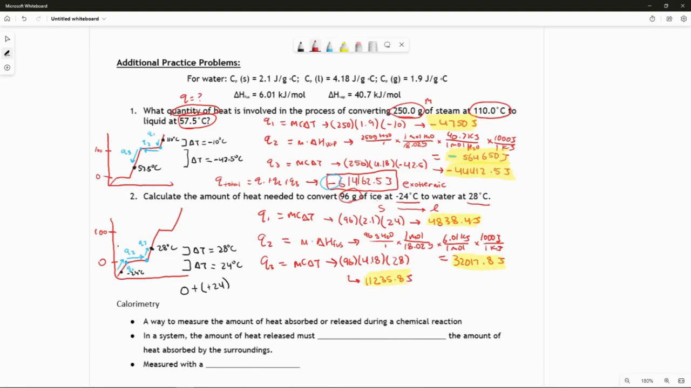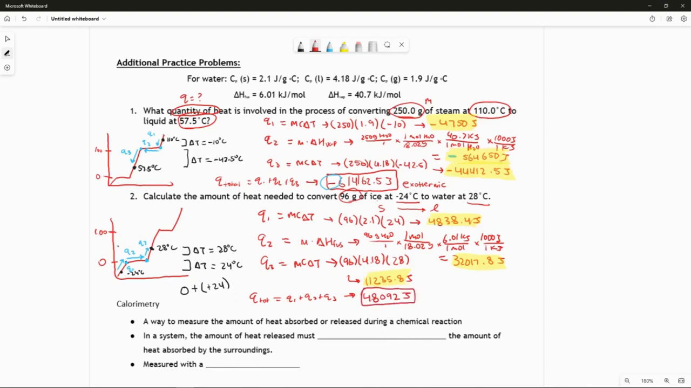And all we got to do to find the total Q value, the heat value required, is add up all of the Q values we found. Q1 plus Q2 plus Q3. And when we add all these highlighted values up, we should get 48,092 joules. That is the heat required.